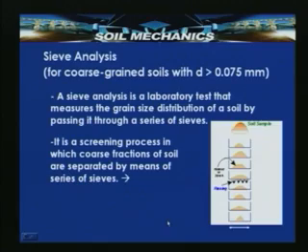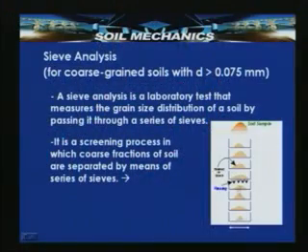So, let us look into the procedure of the sieve analysis, which is basically used for coarse grained soils, the particles greater than 75 micron or 0.075 mm. A sieve analysis is a laboratory test that measures the grain size distribution of a soil by passing it through a series of sieves. It is nothing but a stack of sieves of different sizes. This can be a sieve of size 4.75 mm, this can be a sieve of 19 mm, and this can be a sieve of 75 micron.